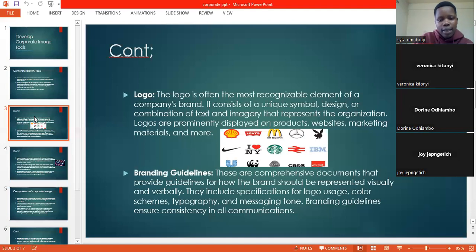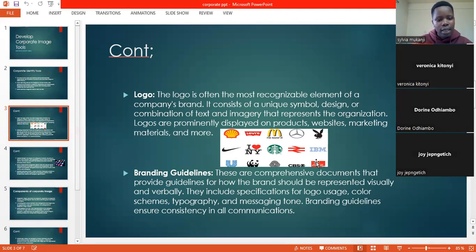logo. As you can see here, here are some of the examples of logos. I know most of you are familiar with some of them, e.g. this one which represents Shell, this one represents Nike, this one represents Unilever, this one represents Coca-Cola, and so on. So those are examples of logos various companies use to recognize their company's brand.